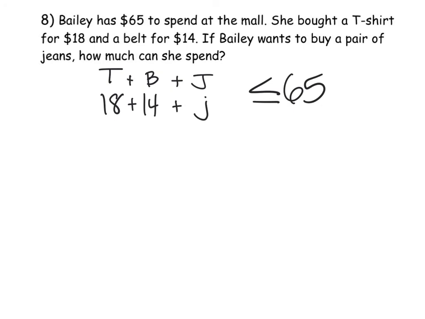So do you guys think that you could do 18 plus 14 in your head? Yeah. Okay. What is that? 32 plus her jeans. So she's already spent $32. She wants to buy jeans. She only has $65 she can spend. She can spend exactly $65. That would be okay. All right, what's my answer? What do I do?